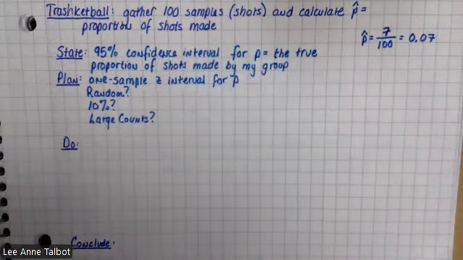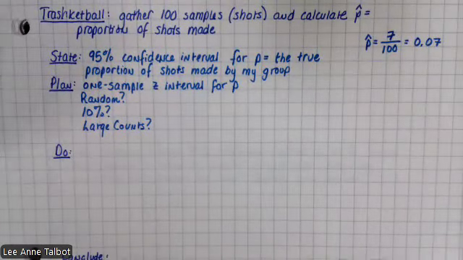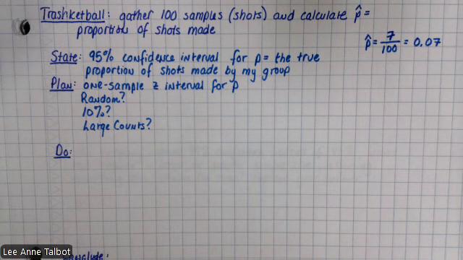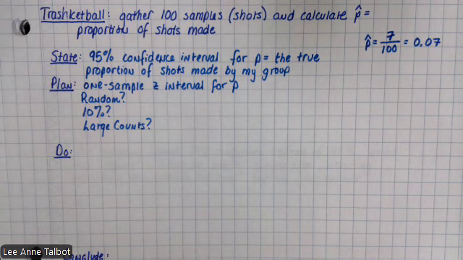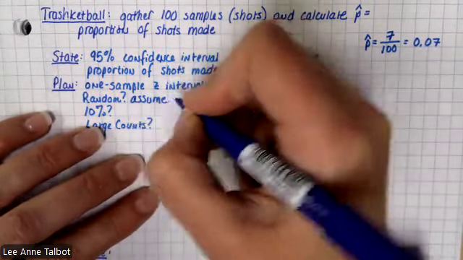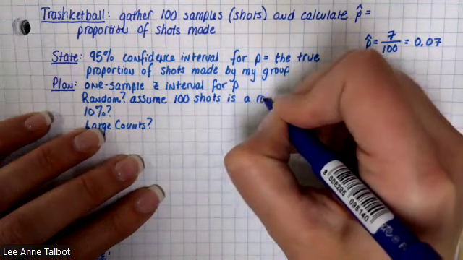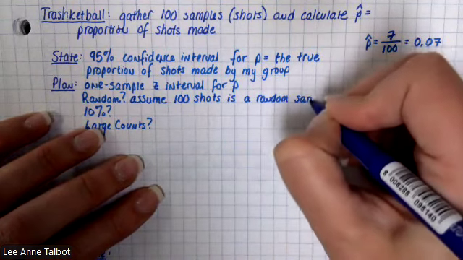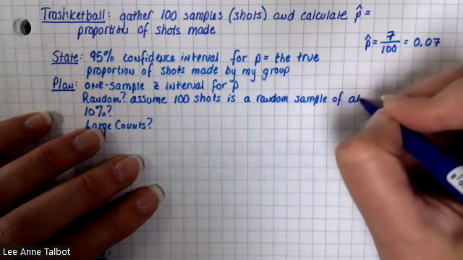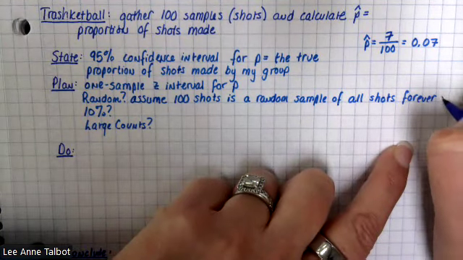Now, random. This one we're going to have to bend a little bit. We're going to have to ignore the fact that you might have gotten better or worse over time. We're going to have to ignore the fact that you're all separate people. We're going to have to ignore a lot of friction in the air and weird wind stuff like that. So we're going to say, assume 100 shots is a random sample of all shots forever. Check.